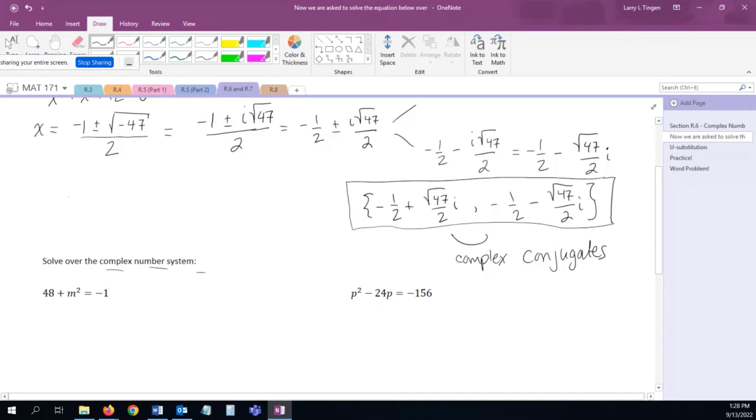So complex numbers have the form, look like this: a plus bi, right? Where a and b are real numbers. Okay, a is the real part. bi is the imaginary part. Well, if b is 0, if the imaginary part's gone, all I have is that real part. So all the real numbers are part of the complex system.